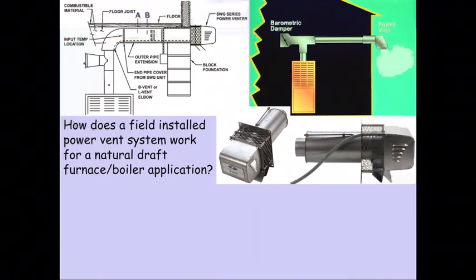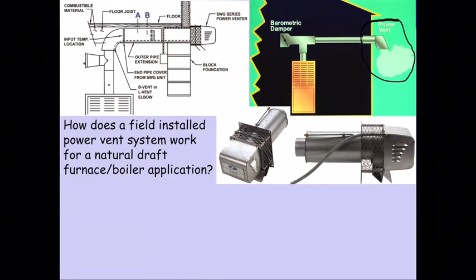All right, I wanted to also look at what are some applications where we use these field installed power vent systems, and how do they work for a natural draft furnace or a boiler? So in the image to the left, I want to just show you a simplified version, but on the exterior of your building, now this could be on the outside on the sidewall. You could easily also put something like this on the roof if it were coming out through the roof system. That's also another possibility. They make them for both applications.